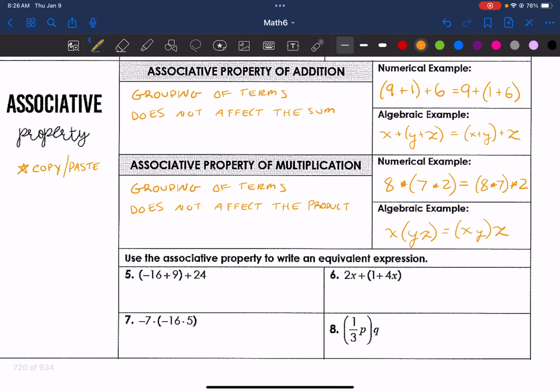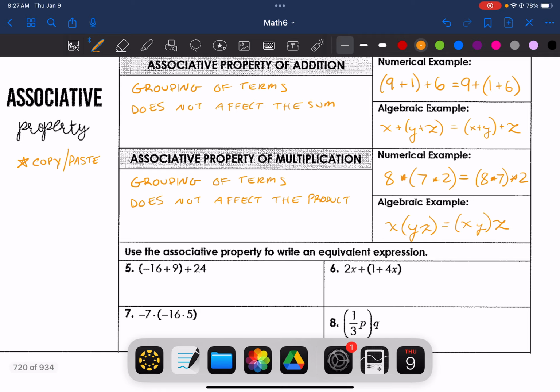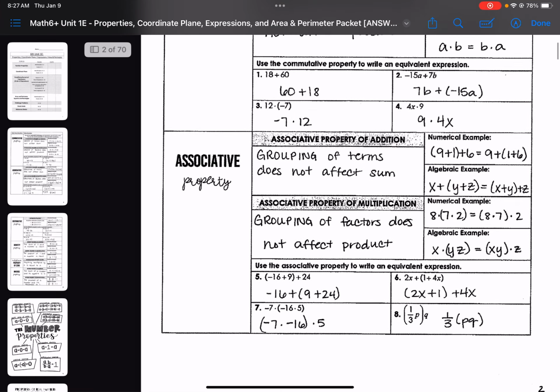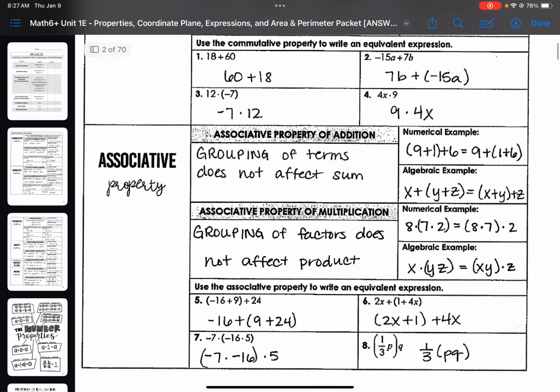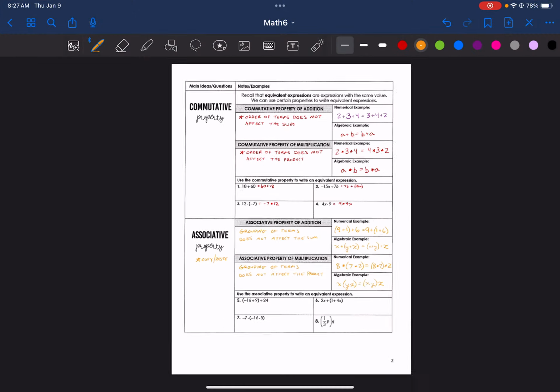So let's try and write using the associative properties for 5, 6, 7, and 8. Go ahead and pause the video before you look for the answers. Now that you've tried 5, 6, 7, 8, check your answers here. You can pause the video if you need more time to look at the answers, or email and ask questions. So let's take a look at the next property, which is the next page.